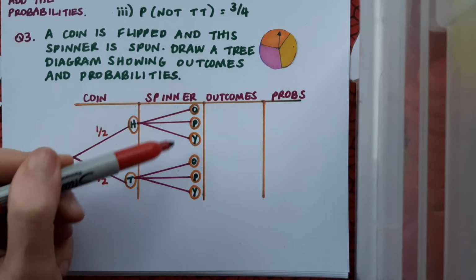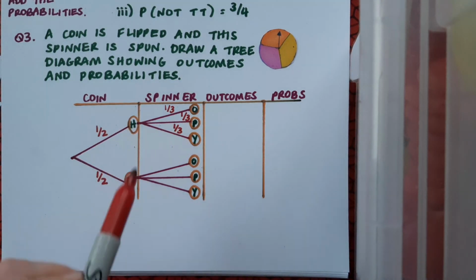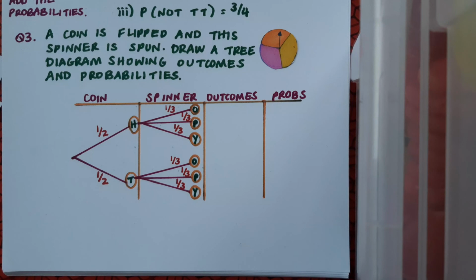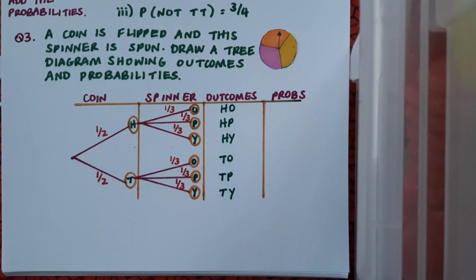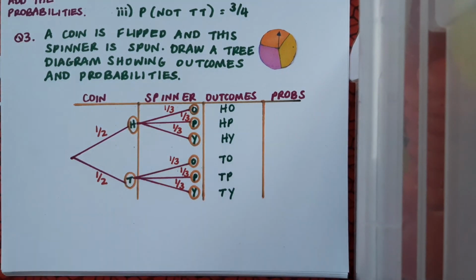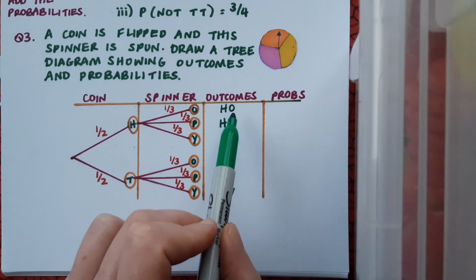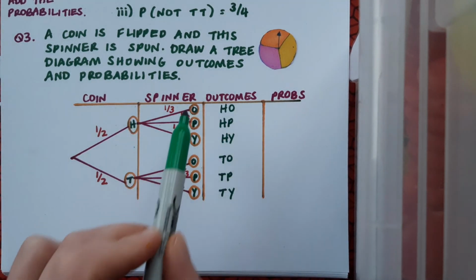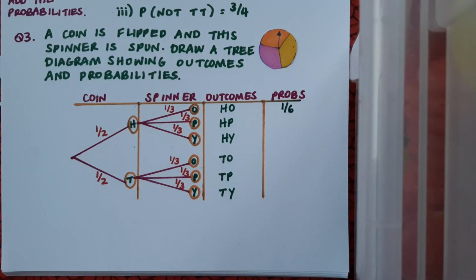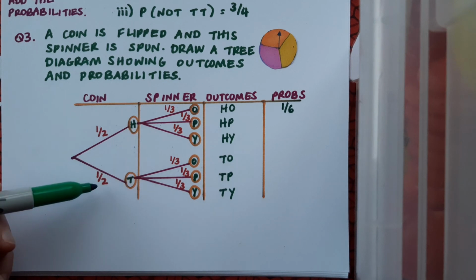Again, I'll fill in the probabilities along the branches. It's 1/3 for each of the sectors in the spinner. And that's the same whether I got heads first time or tails first time. Now I list my outcomes, and there are 6 outcomes. And now I'll fill in my probabilities, and to do that, I'll multiply as I travel along each branch. So for the first one, the probability of getting heads and then orange on the spinner is 1/2 multiplied by 1/3, and that's 1/6.